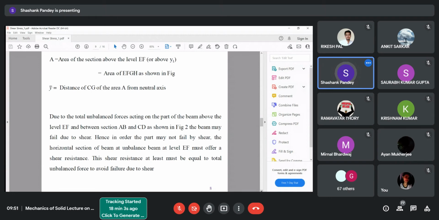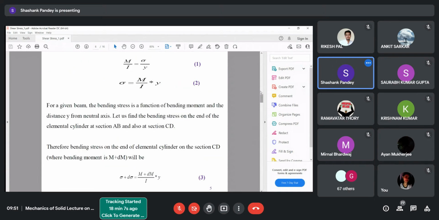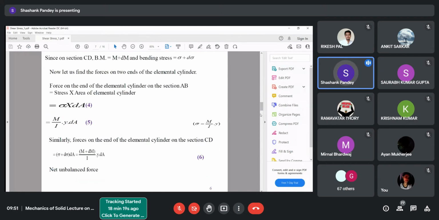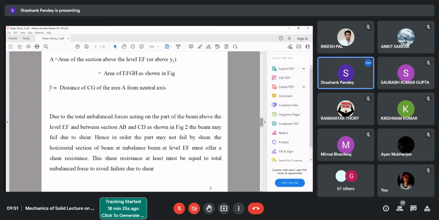So let us go back to this EF and see. Here we can see this EF is the horizontal section. It will offer a complementary force, which we call the shear force, and which will prevent the failure of this beam. The horizontal section of the beam at level EF must offer shear resistance.